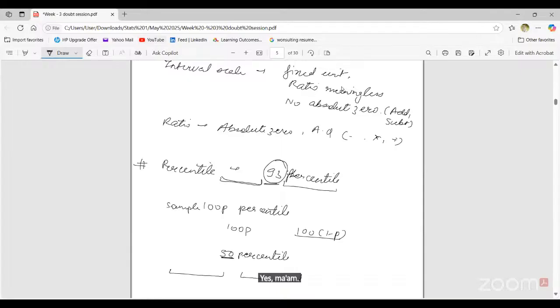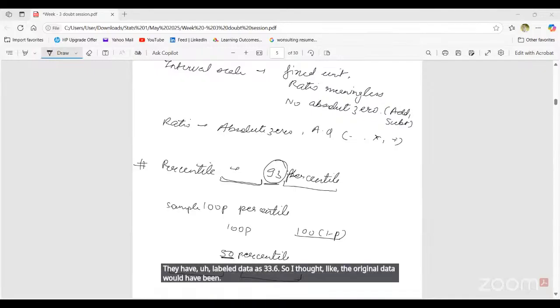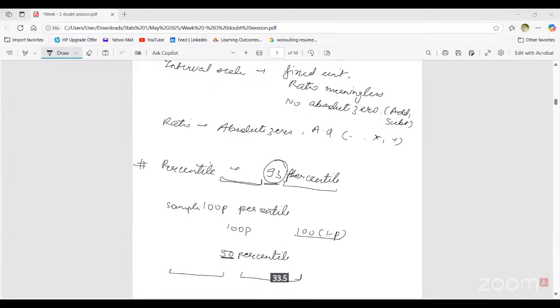Thanks. Okay. Ma'am, I have a doubt in the week 2 graded assignment. Week 2 graded assignment. Okay. In that question 3, they're asking about round-off errors. So I thought, if in a pie chart they have labeled a data as 33.6, the original data would have been 33.57, so they would have rounded it off to 33.6. So is my thought process correct?